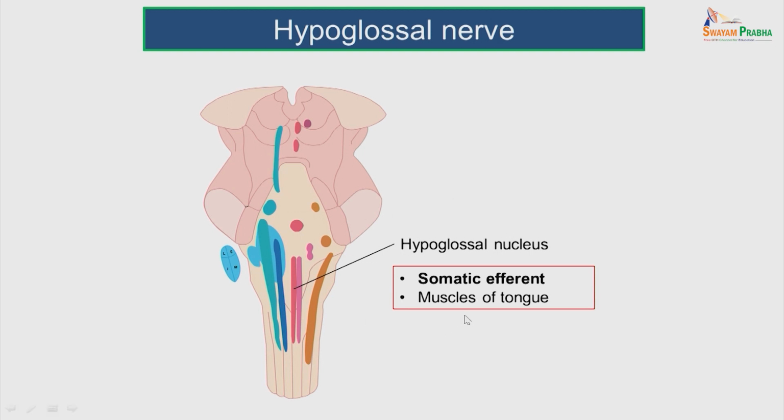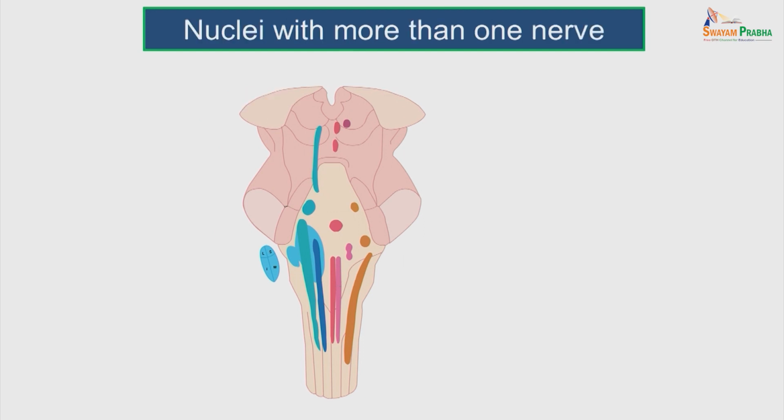So, that is the hypoglossal nucleus, which is present in the medulla, the somatic efferent, the muscles of the tongue except styloglossus. So, these are the 12 cranial nerves with the functional components. Now, we have seen that so many nuclei are shared with many other cranial nerves. So, what are the nuclei which have more than one nerve related to this functional column?